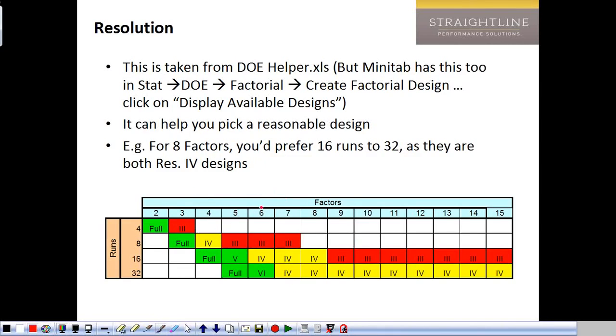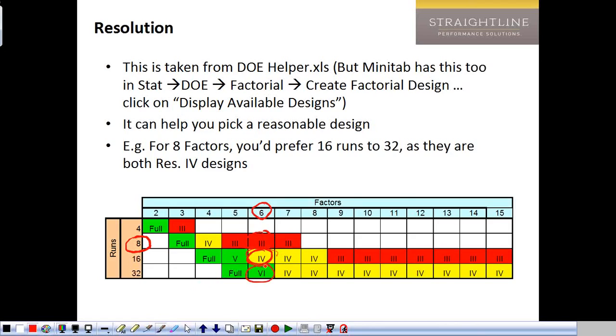So let's do an example. Let's do 6 factors. If we had 6 factors, if we decided to do an 8-run experiment, we would have a Res 3 design. If we did a 16-run experiment, we would have a Res 4. And if we did a 32-run experiment, we'd have a Res 6. I would be inclined to probably run that Res 4.